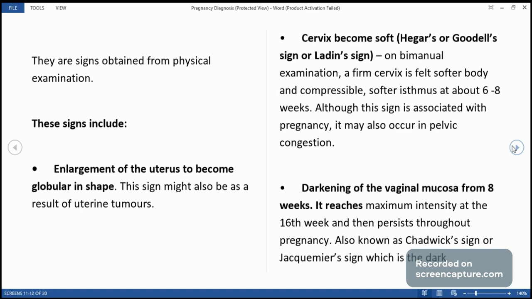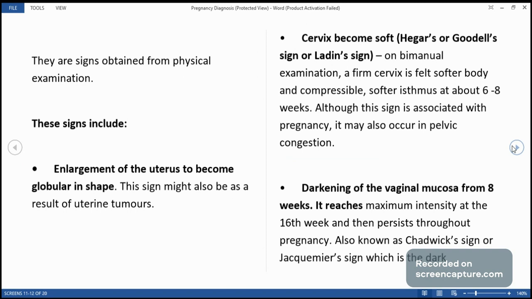Next, the cervix becomes soft. This is what we call Hegar's, Goodell's or Ladin sign. On bimanual examination, a firm cervix is felt softer, and the body is compressible. Softening of the isthmus occurs at about 6 to 8 weeks. Although this sign is associated with pregnancy, it may also occur in pelvic congestion, but it is always associated with pregnancy. In an MCQ you will be asked, what is Hegar's sign, or which of the following denotes a cervix which is soft? Do not forget Goodell's sign, Ladin's sign and Hegar's sign.